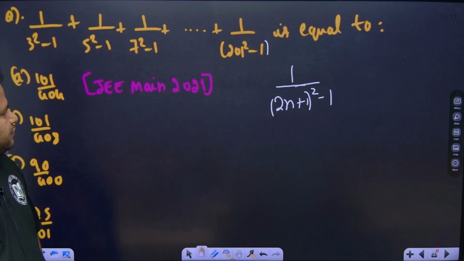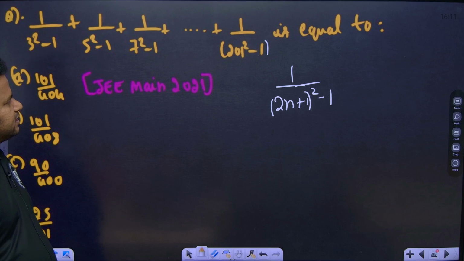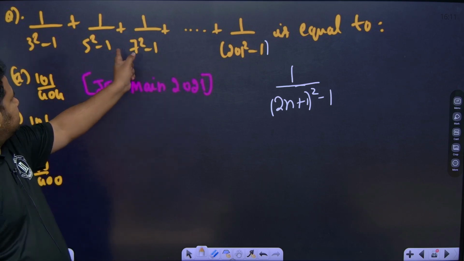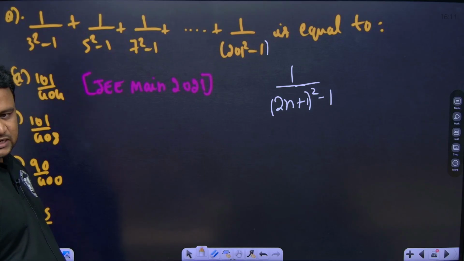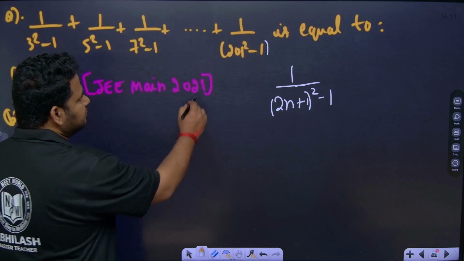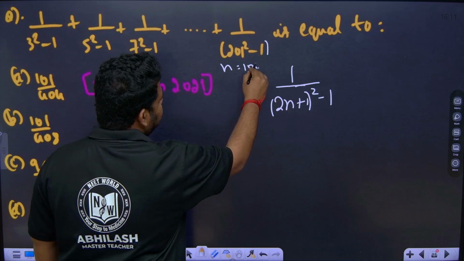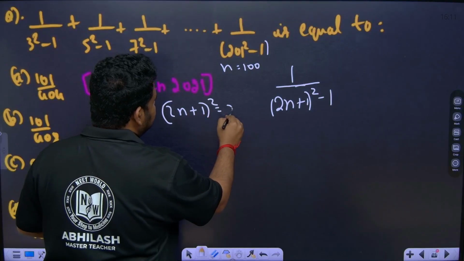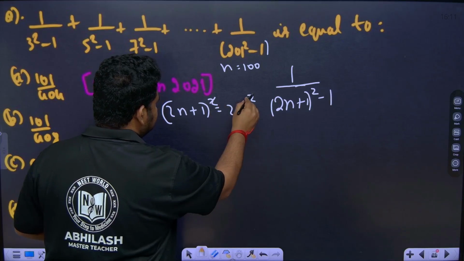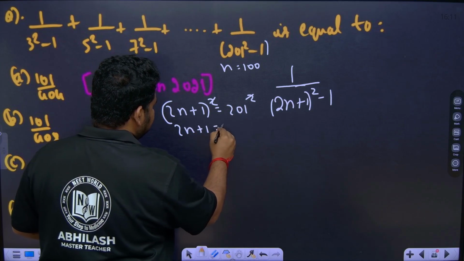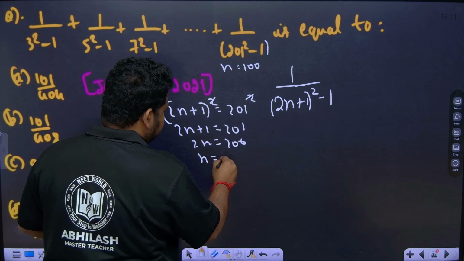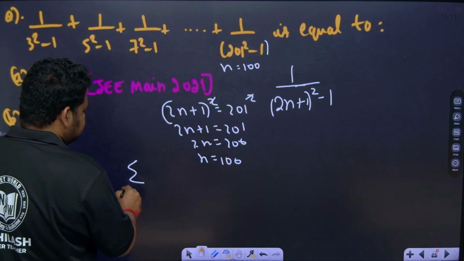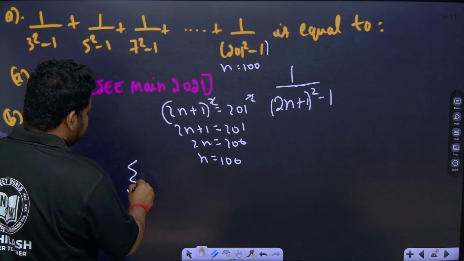So we will write summation up to 201. They are telling this is 201, so what should I write here to get 201? This n will be equal to 100. If I have to get 2n plus 1 whole square equal to 201 whole square, the square cancels, so 2n plus 1 will be equal to 201. So 2n will be equal to 200, so n will be equal to 100. So I should make it summation n running from 1 to 100.